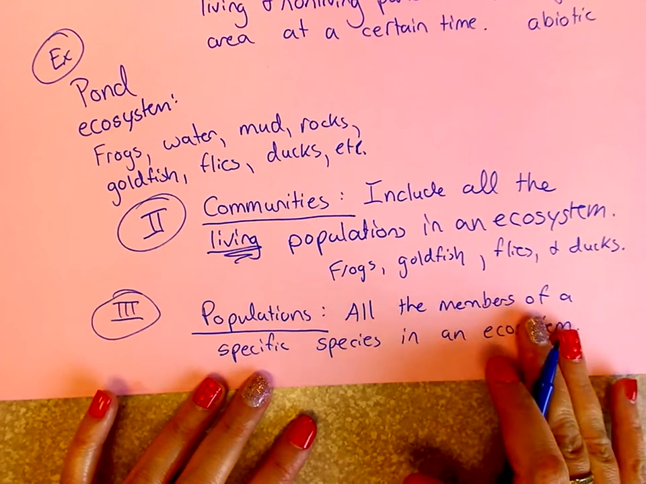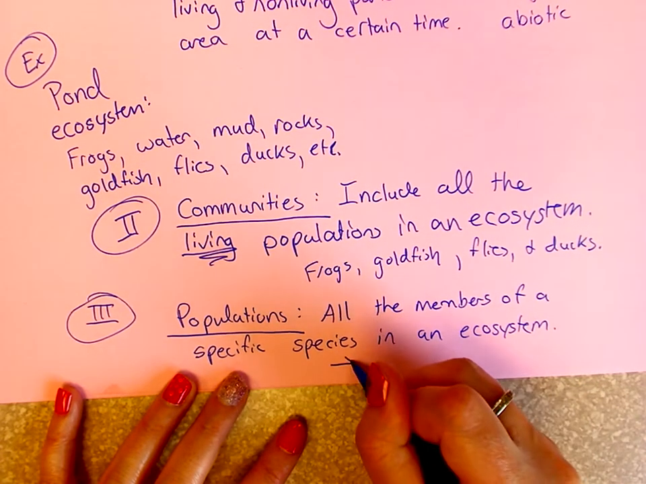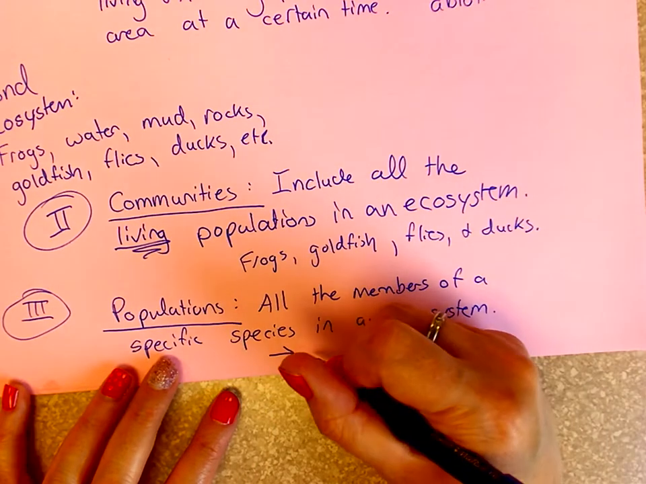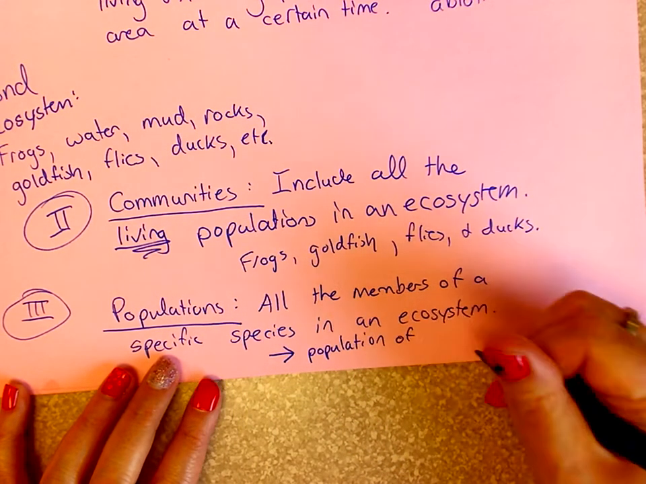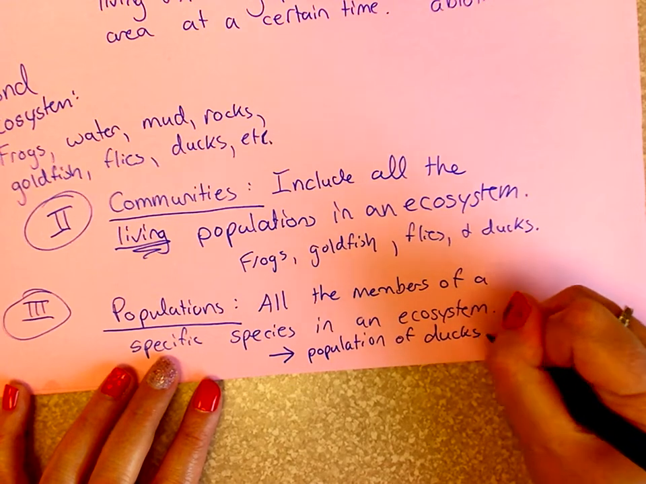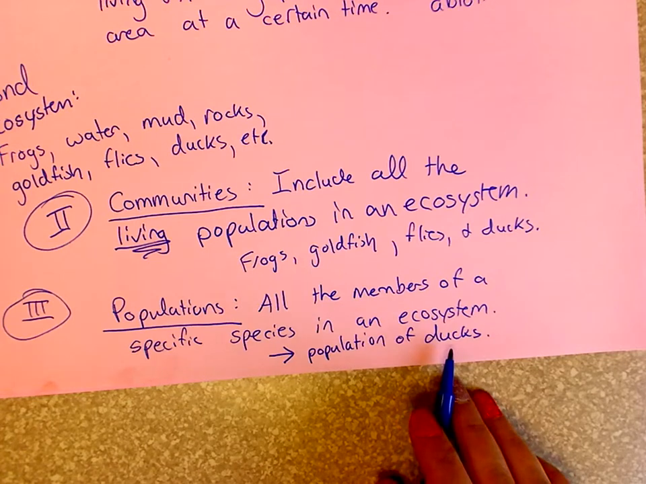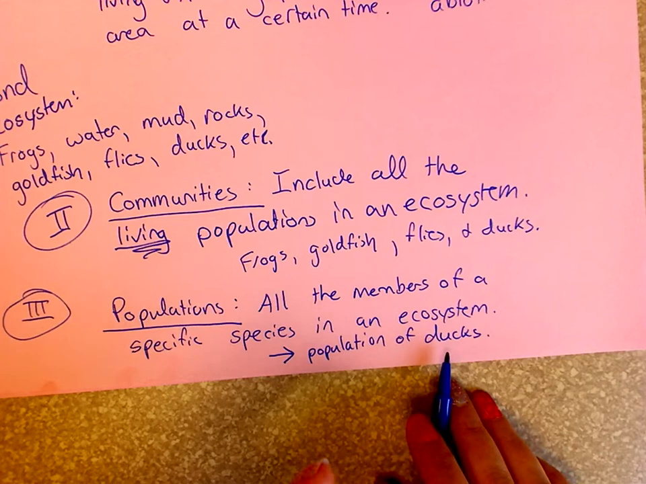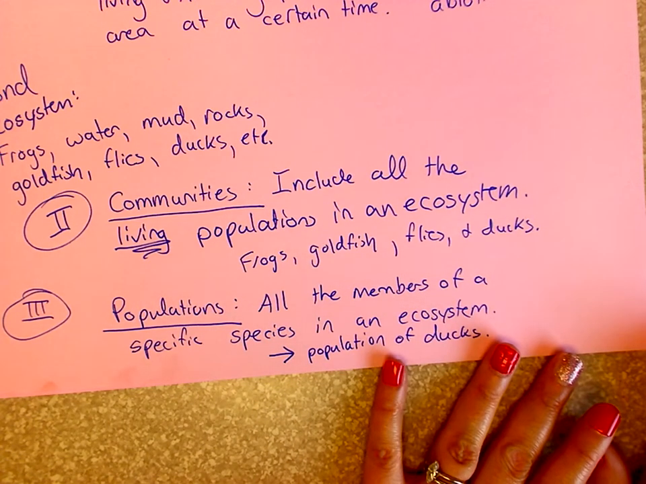Okay, those are all the members of a specific species in an ecosystem. So in this case, I might just say the pond has a population of ducks. Okay, the duck population would include all of the ducks, all the same species, in that ecosystem at a certain time. Now, I might have another species of ducks, or the same species of ducks, forgive me, that are somewhere else in a different ecosystem, okay?